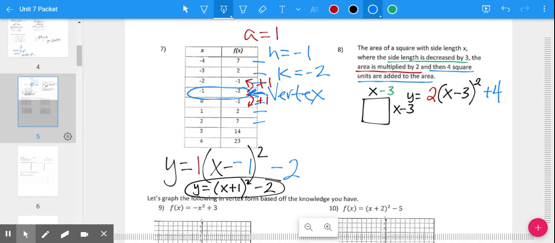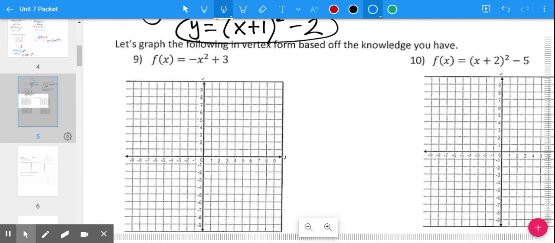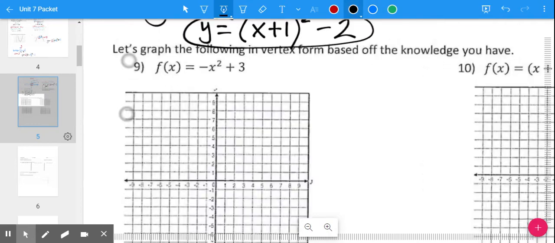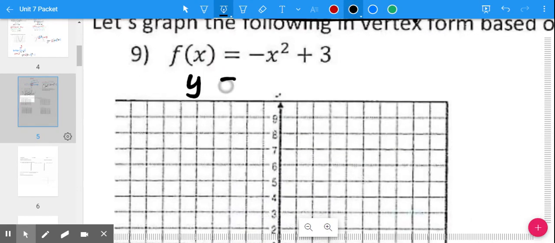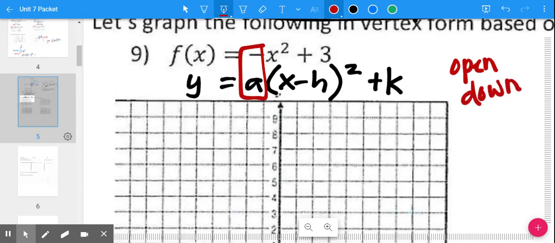All right. So then the next one, it says, let's graph the following in vertex form based on the knowledge you have. So again, the first thing I like to do is actually write the general format of vertex form near my equation so I can see all of the parts. The first thing I notice, the A value is negative, so it's going to open down. It's a reflection over the x-axis. It opens down.